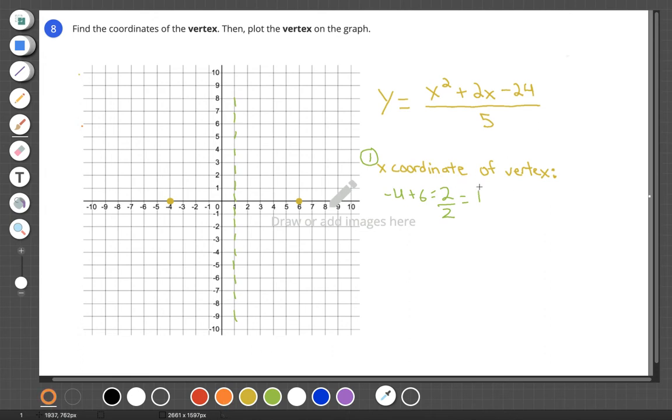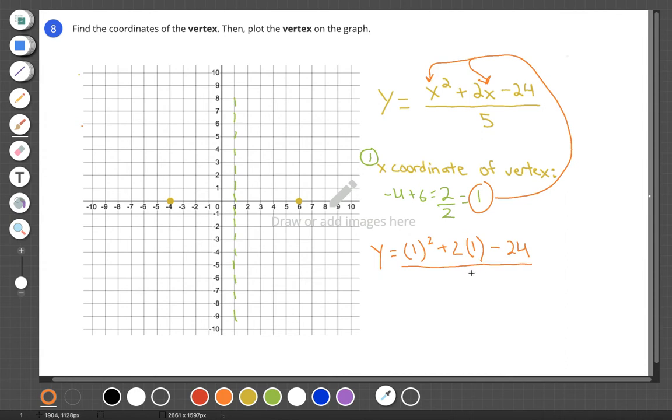So we need to go ahead and do our second part of this, which is take this 1 and plug it in to this equation. Now, forget for a second that this equation looks weird. We're going to start it off exactly the same. So we're going to do our y equals, parentheses 1 squared plus 2 parentheses 1 minus 24. All we're doing is plugging 1 into this equation, and then we just have this big all over 5.